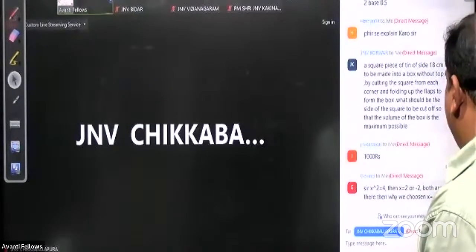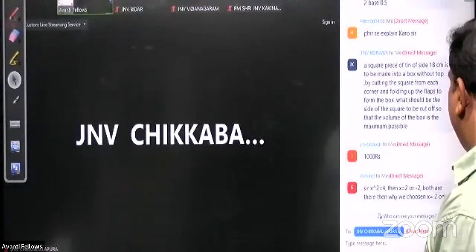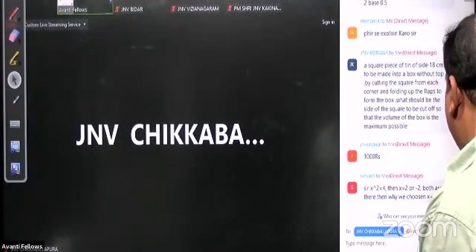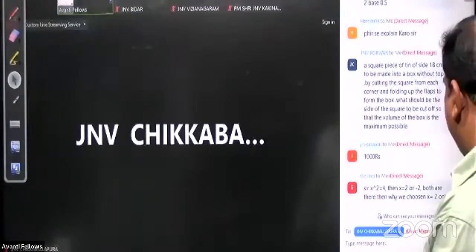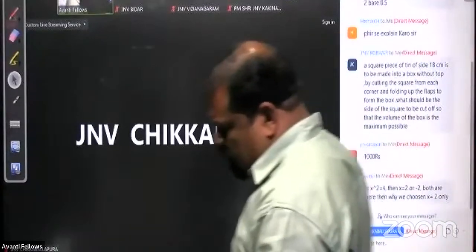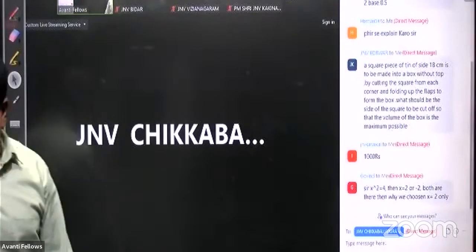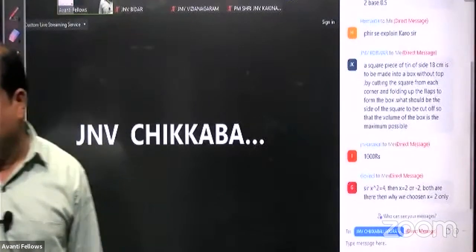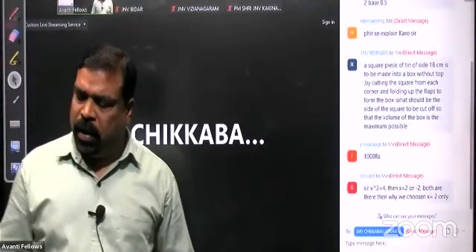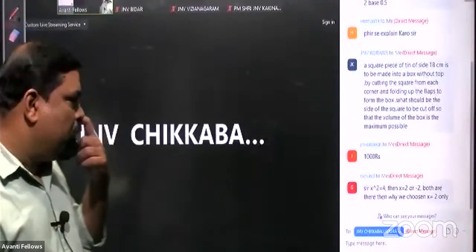Sir, x square equal 4, then x equal 2 or minus 2. Both are there. Then why have we chosen x equal 2 only? Okay, I think I have already explained it. Here x is the side of the box actually. X and y are the dimensions of a box, so it cannot be negative. The length and breadth cannot be negative. That's why we have taken only the positive value.